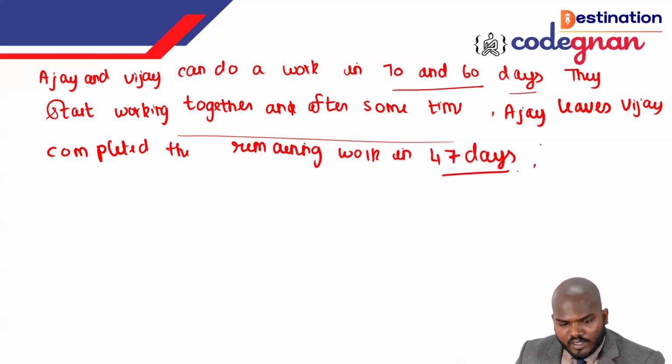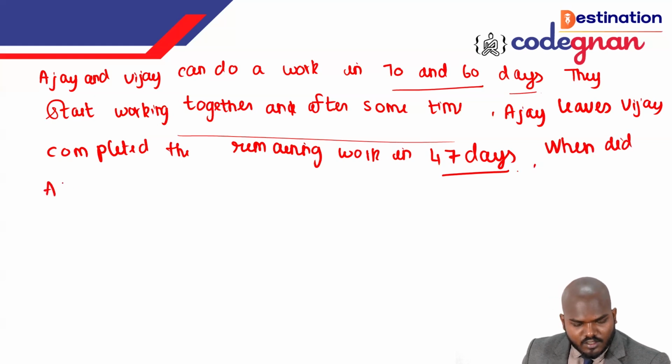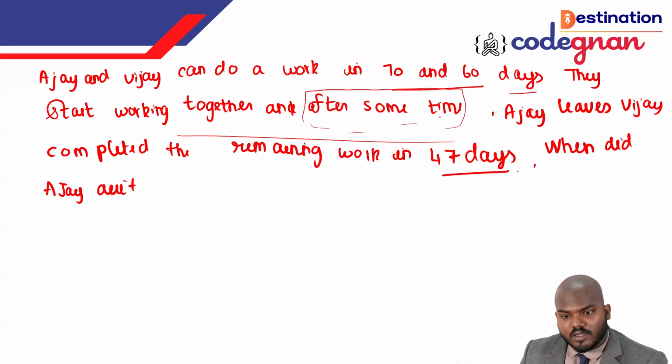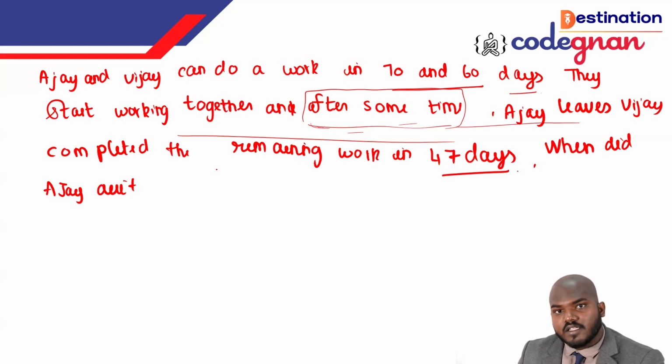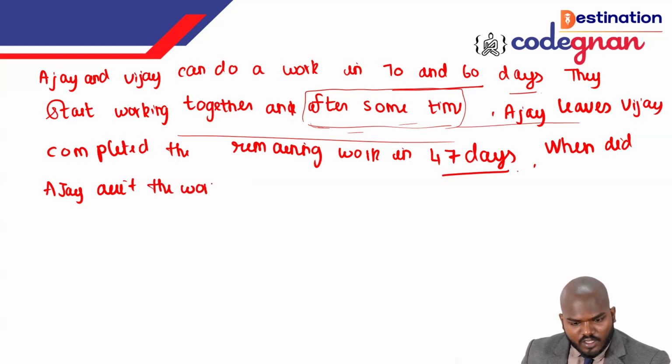So when did Ajay quit the work? We don't know specifically. They are working together, and after some time Ajay leaves. They didn't mention anywhere that Ajay left on this particular day. That is the only clue we have here. So let's take it up: Ajay quit the work in X days. I don't know what it is, so I'm calling it X.